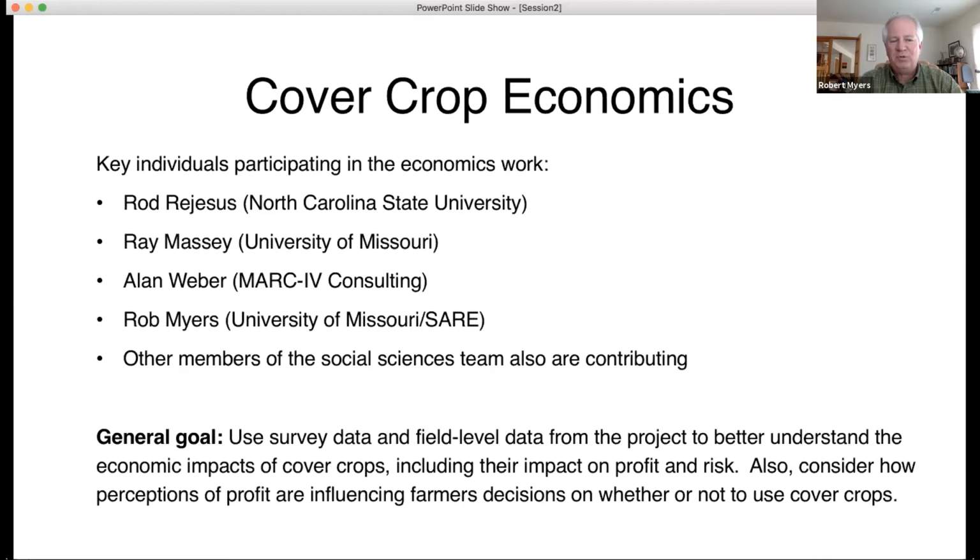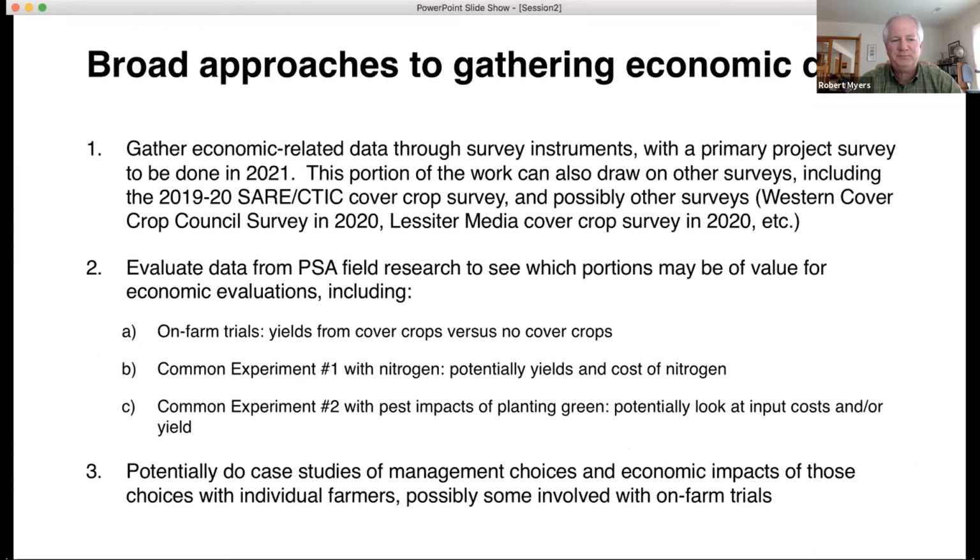So Rod in particular has a lot of background in crop insurance and risk management related to conservation. And so he'll be helping a lot with that. Ray Massey has also worked with crop insurance some, but also broadly based in farm management and economics. And he and Alan Weber will be leading some partial budget analyses. And again, we'll be using some survey data. If we could go to the next slide, please. So there's a few different ways we're going to try to get at economics, and this will evolve as the project goes forward.